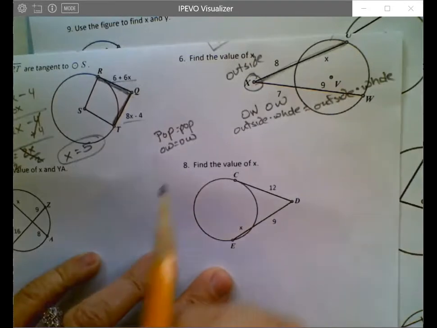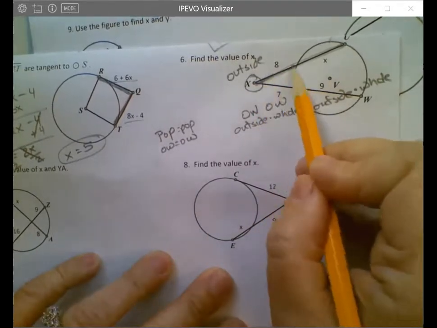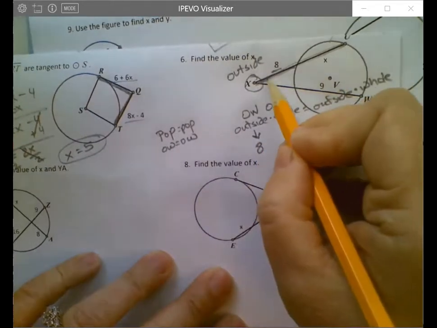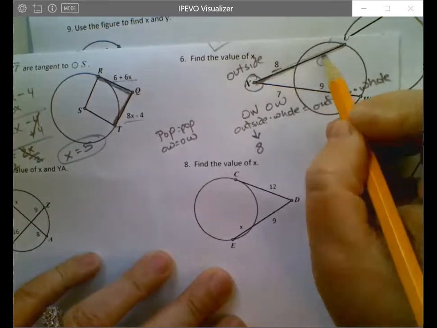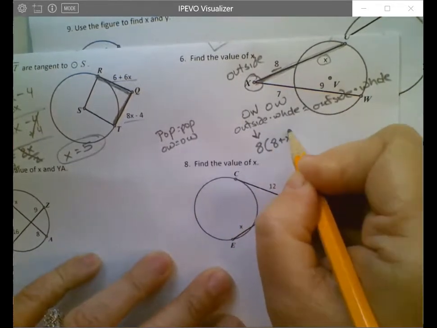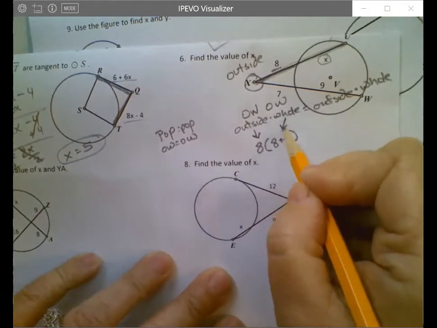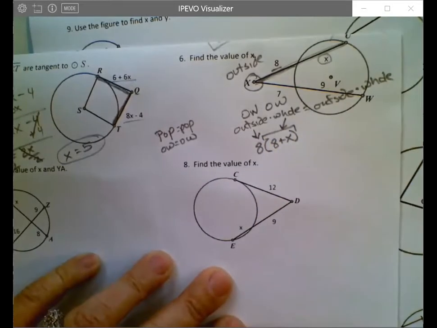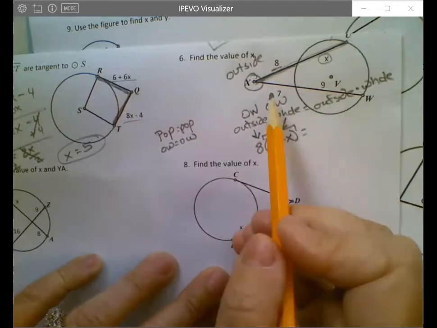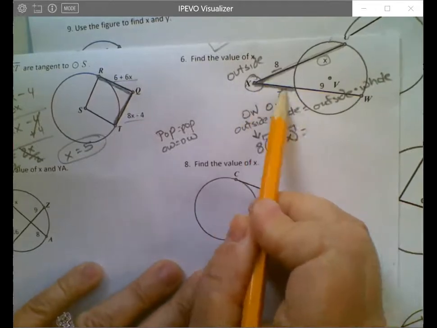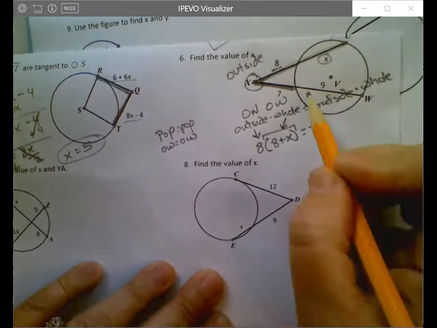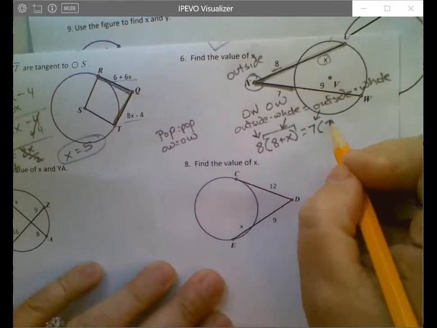All right, so looking at number 6, let's look first at this secant line. The part outside of the circle is 8. But the whole thing is 8 plus x, because x is the part inside. So this is the whole secant length. That is equal to, we do the same thing for the other side. So the part outside is 7, but the whole is 7 plus 9.